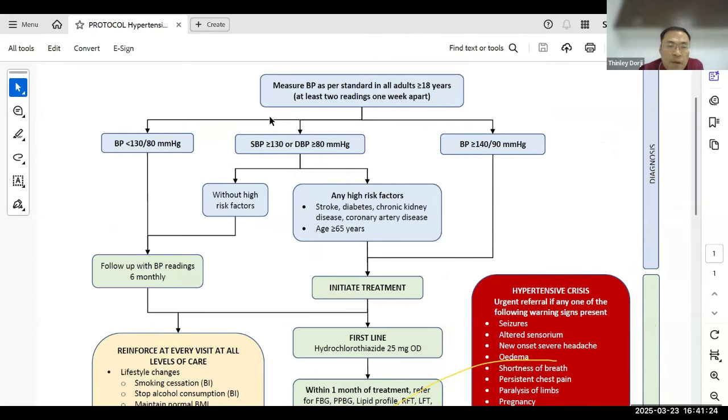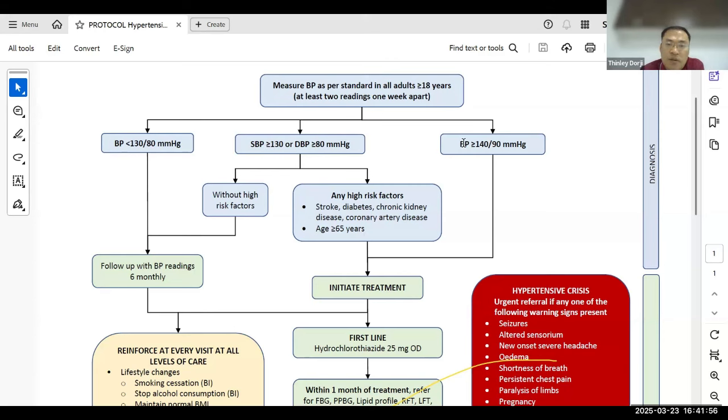Now, if the blood pressure is less than 130/80, it means that the blood pressure is normal, and then you will follow this patient up with 6 monthly BP readings. This means that if the patient was screened today and BP was normal, you will call the patient back after 6 months, and then you will keep on measuring it. So you'll keep on providing the opportunity for the client to get the BP readings done.